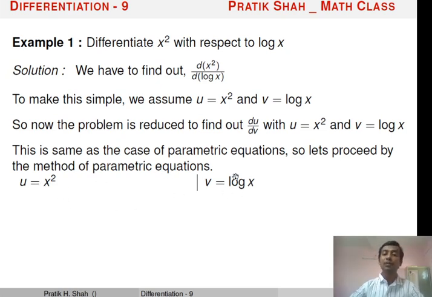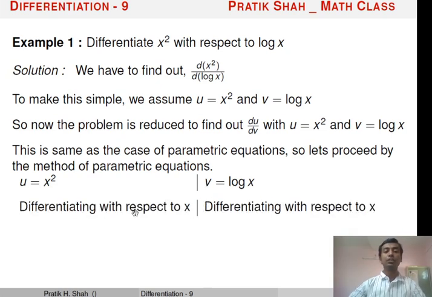Now since both are functions of x, we will differentiate with respect to x. So differentiating both sides with respect to x, here we get du by dx. Differentiation of u with respect to x is du by dx. Differentiation of x square is equal to 2x. Similarly, differentiation of v with respect to x is dv by dx, and differentiation of log x is 1 upon x. So we have calculated both of them, du by dx and dv by dx.